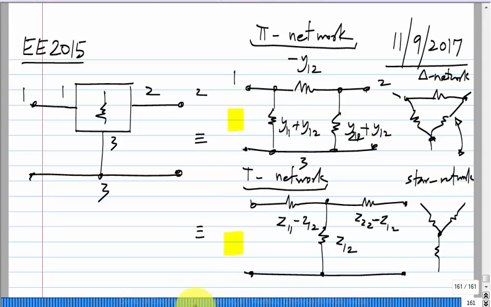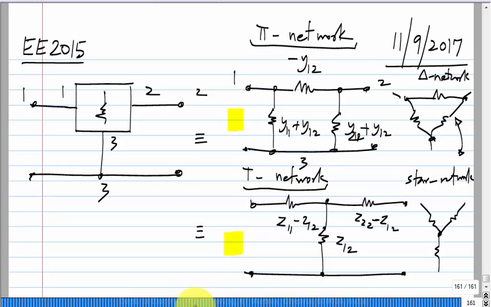Any questions here? So, if you have a circuit with real resistors, you do know that Y12 will be negative. So, this network will consist of only positive resistors. Similarly, the T network.